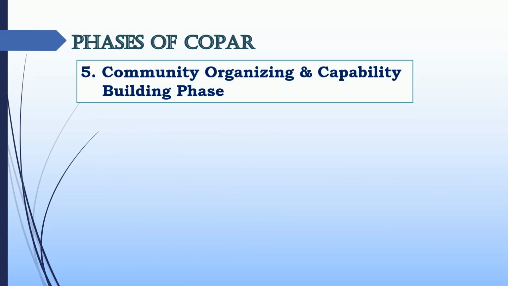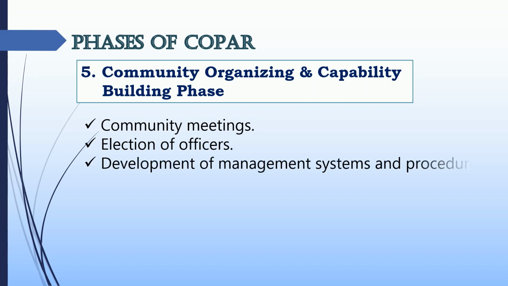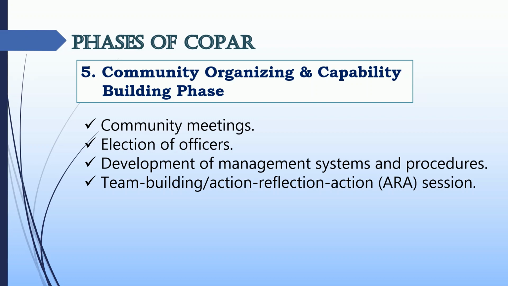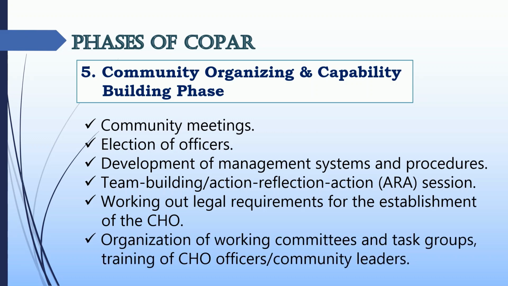Fifth phase, the community organizing and capability building phase. We do community meetings to draw up guidelines for the organization of the CHO. Then, we will elect officers. Next is the development of management systems and procedures, including delineation of the roles, functions, and tasks of officers and members of the CHO. We will also conduct team building or action reflection action sessions, working out legal requirements for the establishment of the CHO. Finally, organization of working committees and task groups, and training of CHO officers or community leaders.